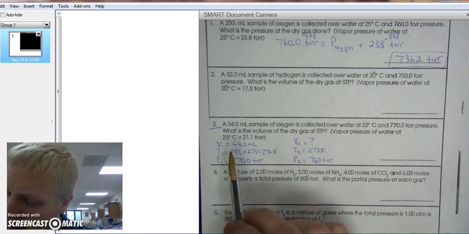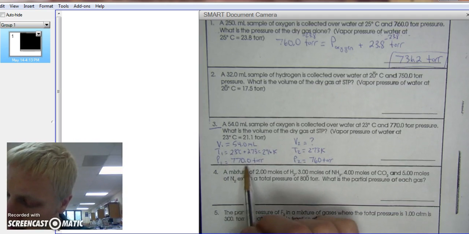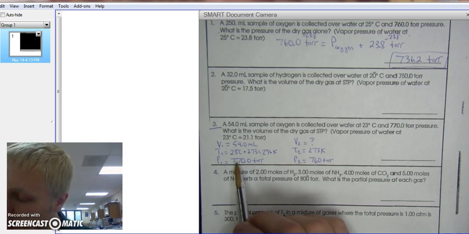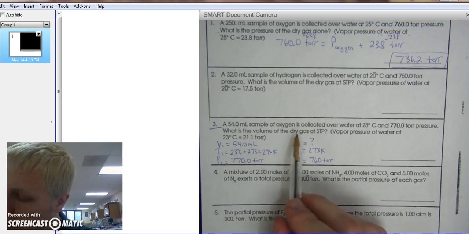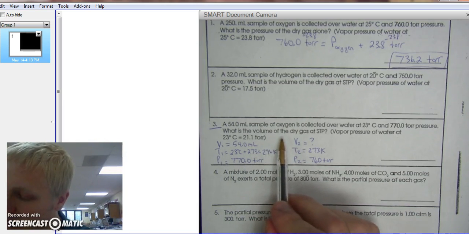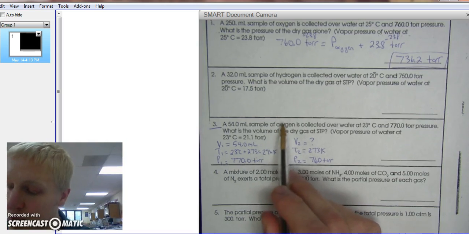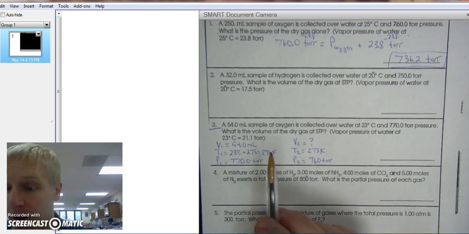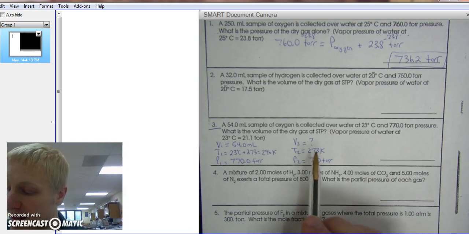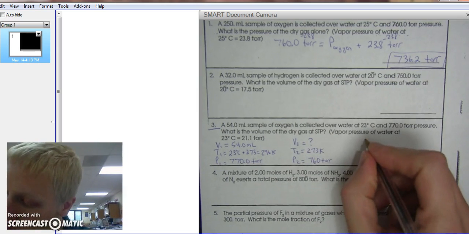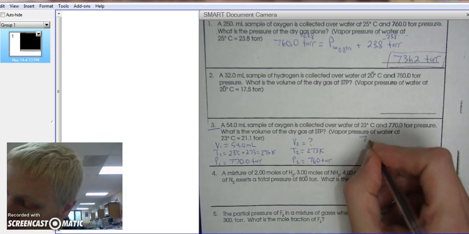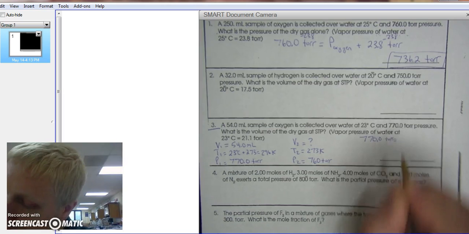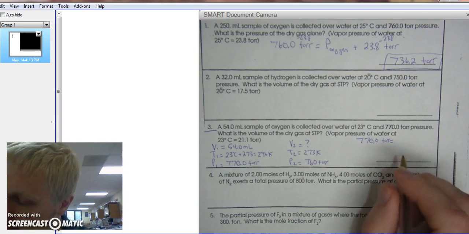Alright, looking at this, my pressure is not totally correct right here. This is my total pressure, but I want to find the volume of just the pure oxygen, not the oxygen mixed with water vapor, because there's going to be some water vapor mixed in here. So I have to find my P1 using Dalton's law, which is that the total pressure equals the sum of the partial pressures.